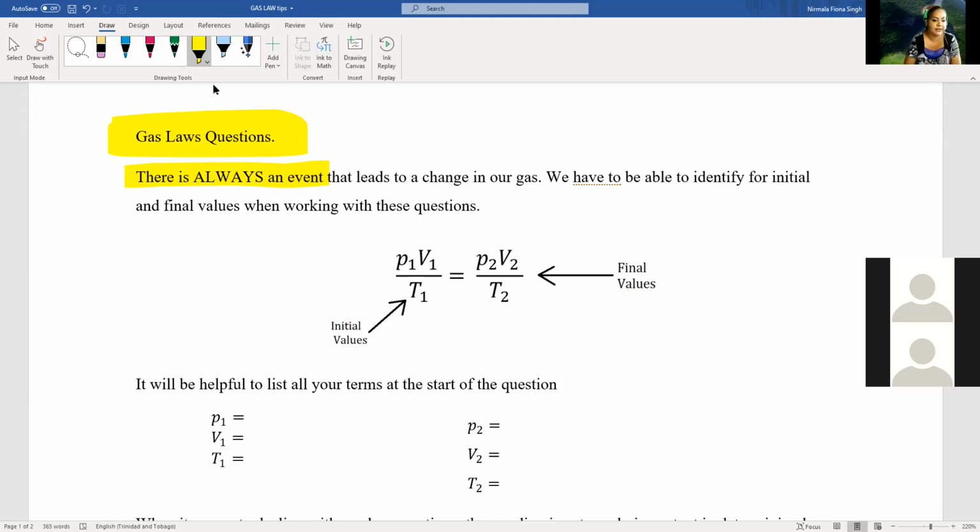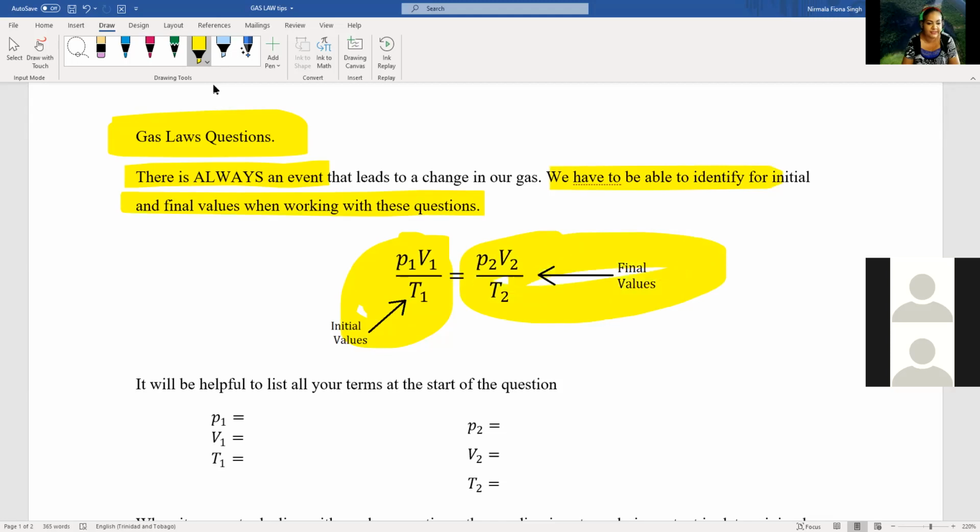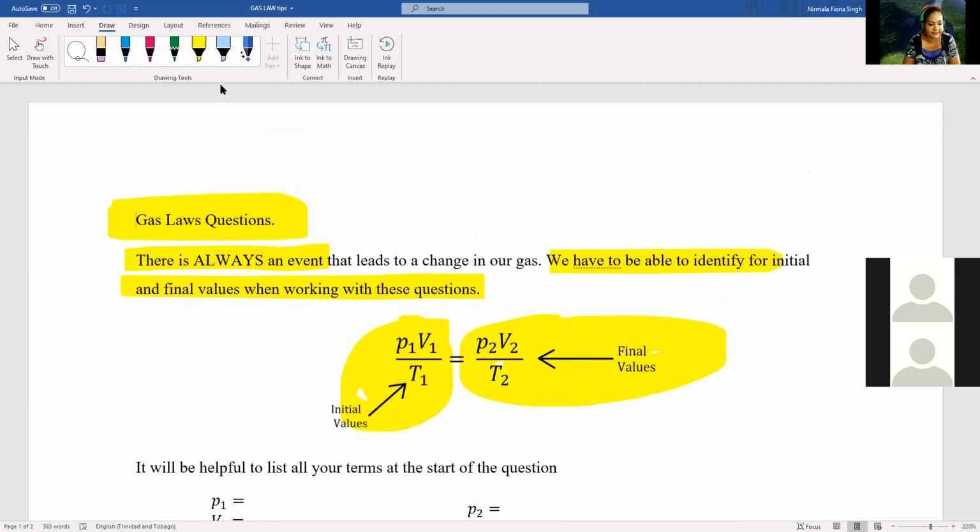Let's continue reading. We have to be able to identify the initial and final values when working with these questions. Just as I said, P1, V1, T1 are your initial values and P2, V2, T2 are your final values. So somewhere in the middle, there is an event. Don't worry, the event is easy. It's a verb. I think we can identify verbs.